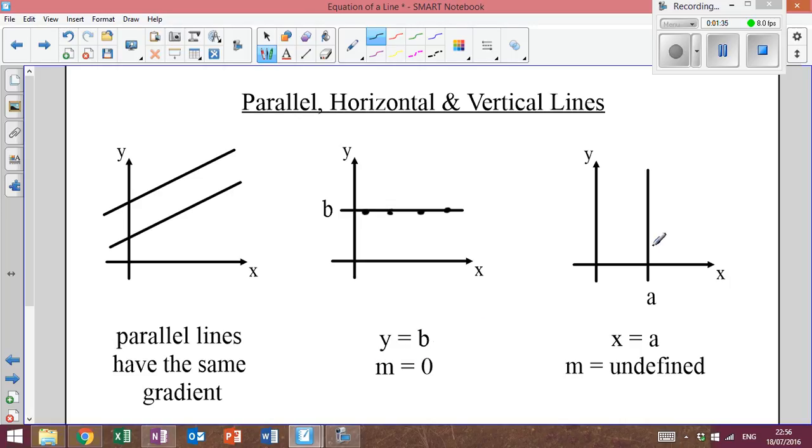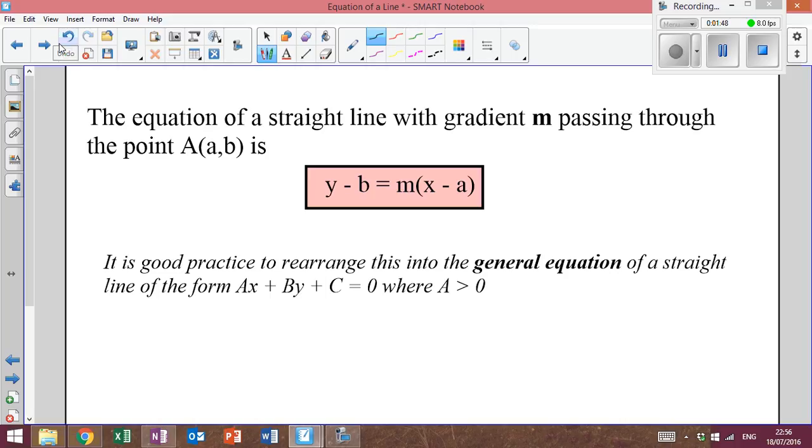Similarly for vertical lines, every single point here has an x coordinate of a, it has gone a across, so your equation is x equals a, and we know already the gradient is undefined for vertical lines.